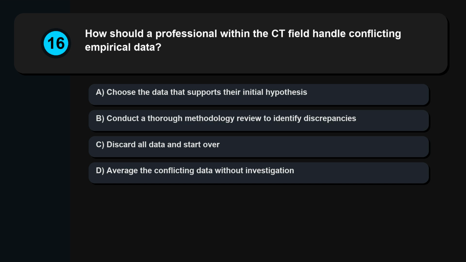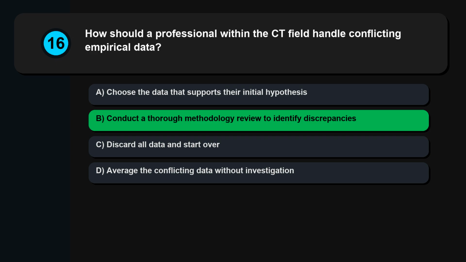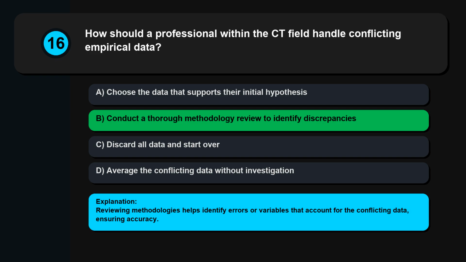Question 16. How should a professional within the CT field handle conflicting empirical data? Choose the data that supports their initial hypothesis. Conduct a thorough methodology review to identify discrepancies. Discard all data and start over. Average the conflicting data without investigation. Reviewing methodologies helps identify errors or variables that account for the conflicting data, ensuring accuracy.